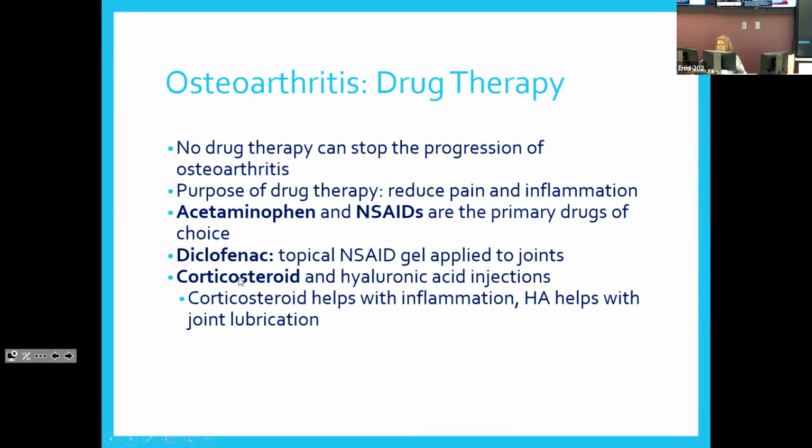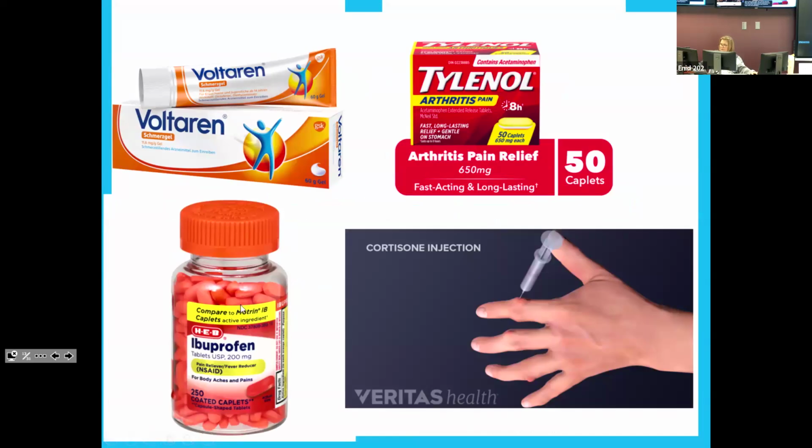And then a corticosteroid or hyaluronic acid injection. So people can talk about getting a steroid shot into their joint where it pains. The steroids help with inflammation, and the hyaluronic acid injections help with joint lubrication. Here's that Voltaren gel that you can buy at the store, Tylenol, of course, ibuprofen. So you wouldn't want elderly to be taking a ton of ibuprofen. You'd want to try to find things you can mix with it to help with their pain, maybe alternate with Tylenol and the heat, those types of things.